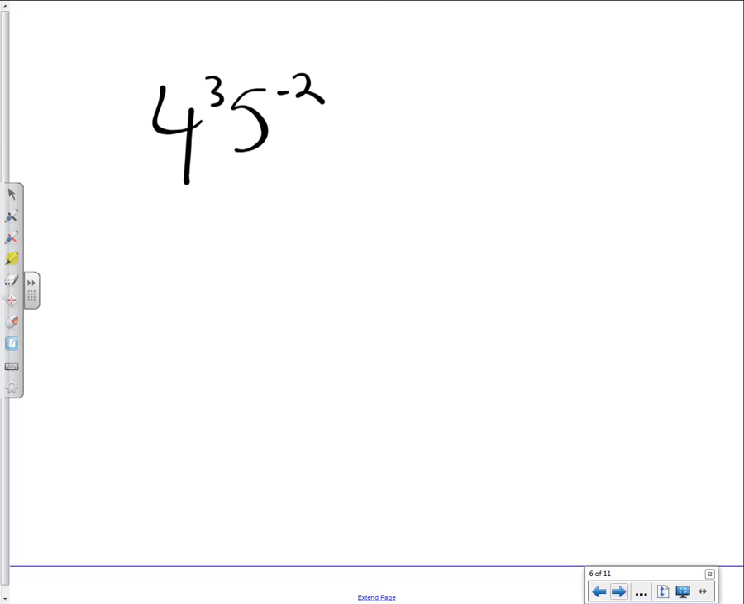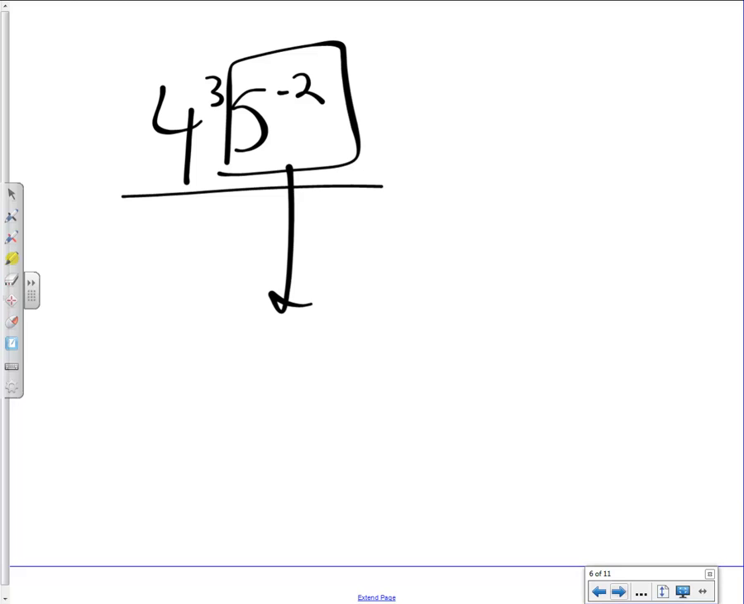4 to the 3rd power times 5 to the negative 2 power. I want you to see that they don't have to have parentheses. Remember, they just touch, it means multiply. And so this one right here is the one that's negative, so it's going to drop down to the denominator. So I have 4 to the 3rd over 5 squared. It becomes positive 2 when it goes to the opposite position.